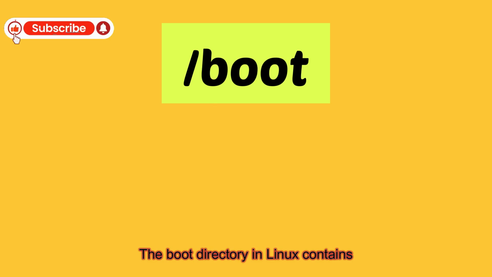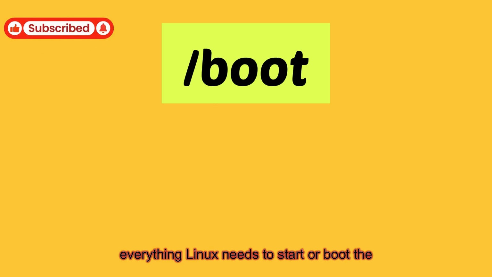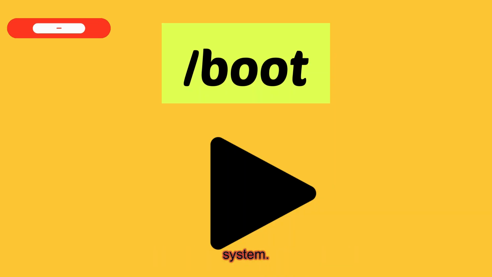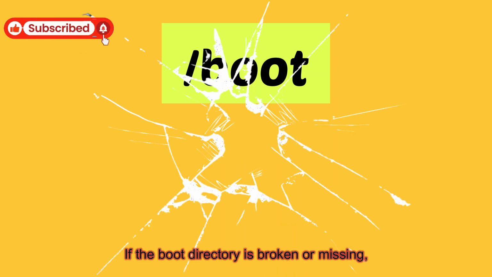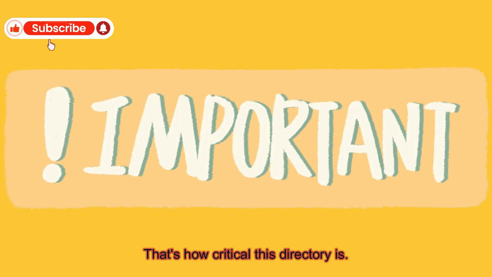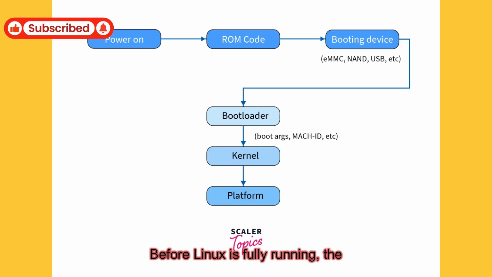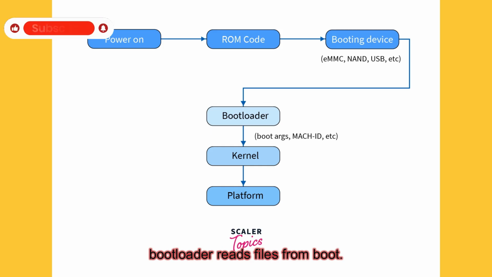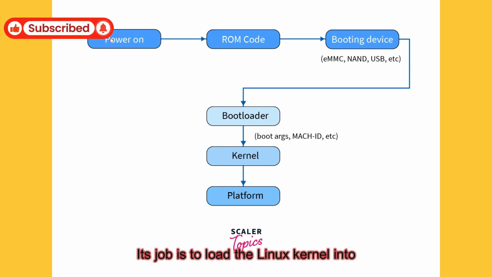The boot directory in Linux contains everything Linux needs to start or boot the system. If the boot directory is broken or missing, Linux will not start. That's how critical this directory is. Before Linux is fully running, the bootloader reads files from boot. Its job is to load the Linux kernel into memory and prepare the system to start.